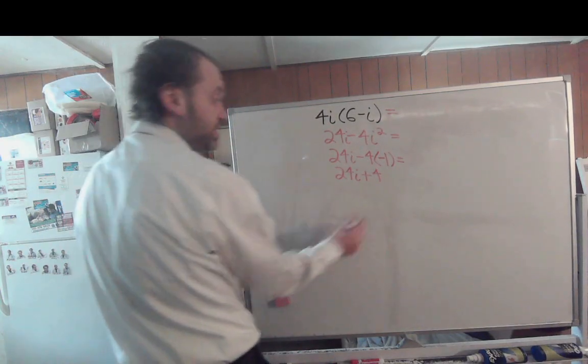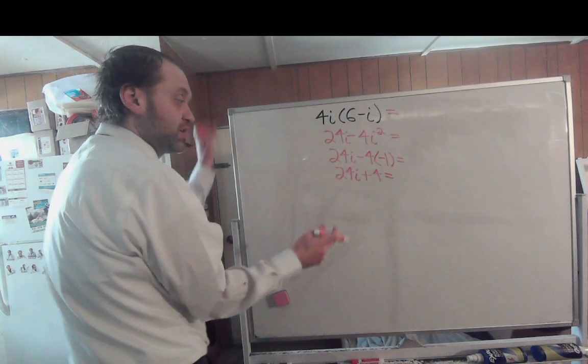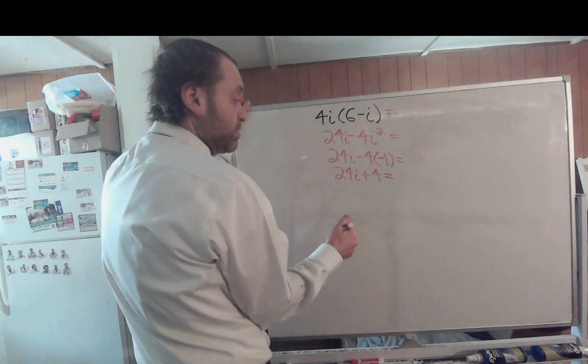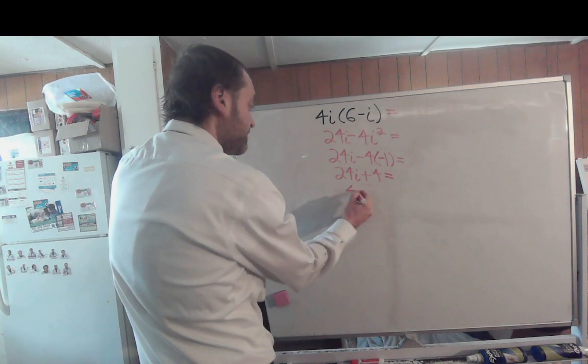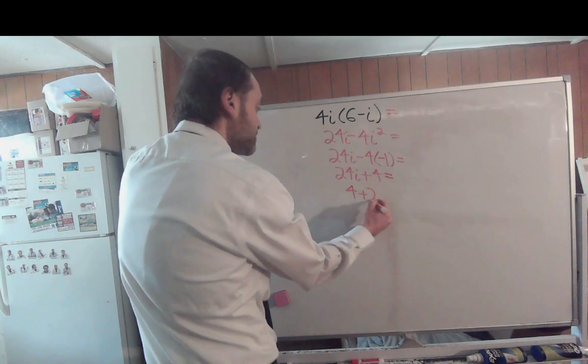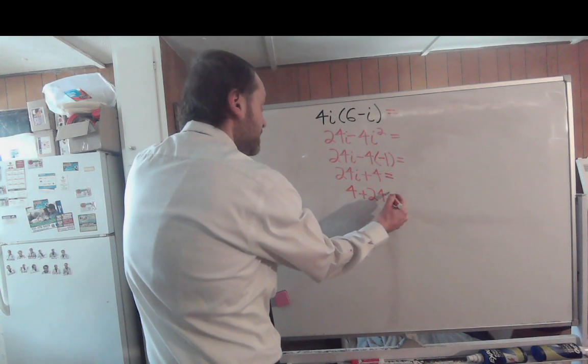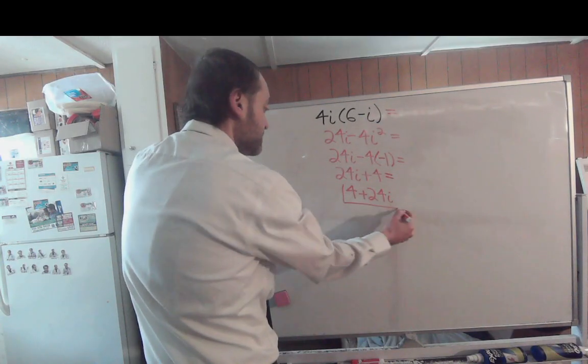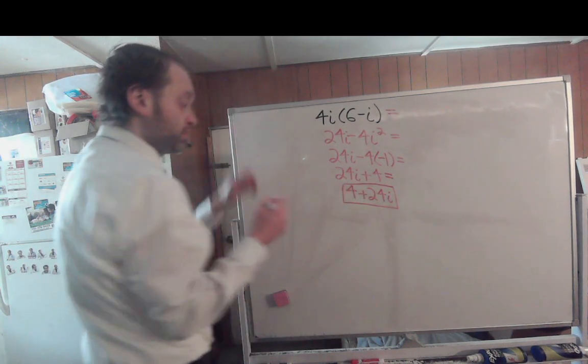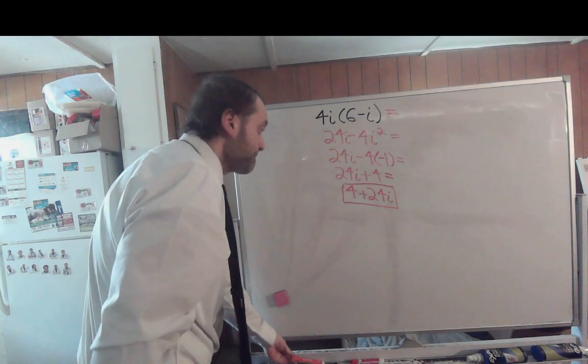We need to switch these around because your real number should come first, then your imaginary number. So the standard form would end up being 4 plus 24i. That would be the proper answer. In standard form you would get 4 plus 24i.